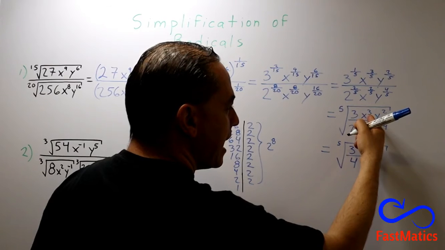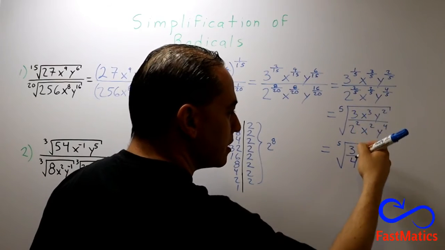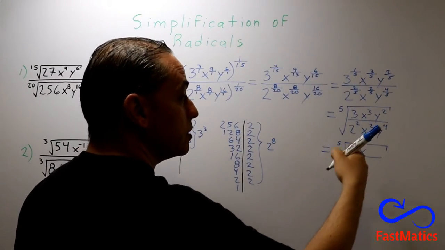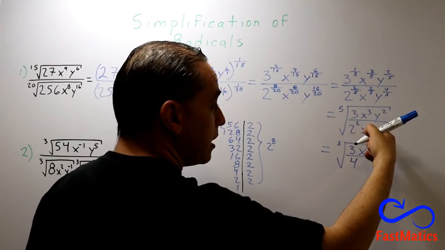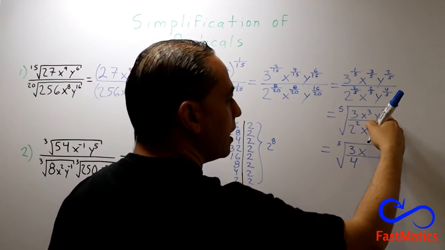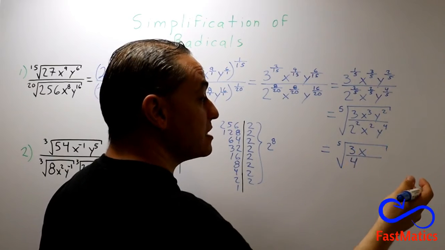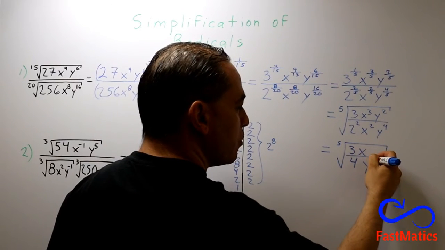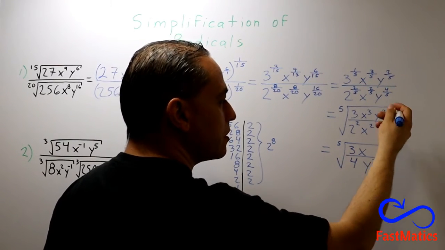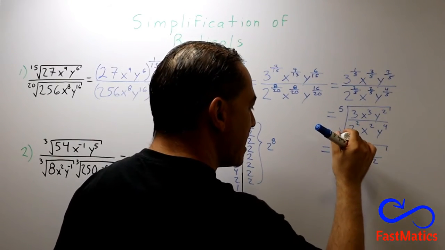After that, x to the power of 3 over x to the power of 2, we subtract the exponents and we have x to the power of 1 in the numerator. When you subtract the numerator exponent by the denominator exponent, you leave it in the numerator. And for the y, 2 minus 4 is minus 2. But in order to leave it positive, we write it in the denominator. Because if you have y raised to the power of negative 2, you can write it in the denominator to have positive 2. And that's it.